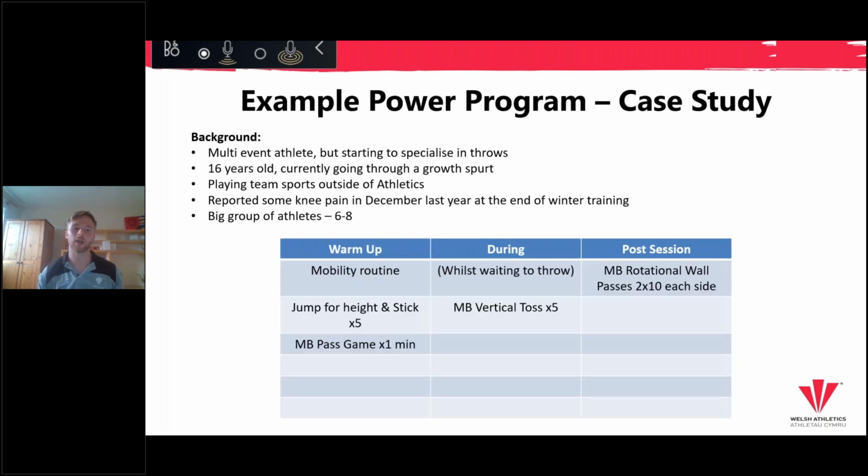So here's what that might look like. The warm-up mobility routine that I've already mentioned, the really basic plyometrics, so jumping for height and sticking the landing, because I don't want to overload that aspect of the training too much. The med ball pass game, shown on video, a great warm-up game. And then during, whilst waiting to throw, this might be where I do some med ball vertical tosses for 5 reps, using that as a bit of a circuit station. And then finally going on to my mobile rotational wall passes, as in the videos, almost exactly as the examples in the sessions. I can use that as a bit of a finisher.